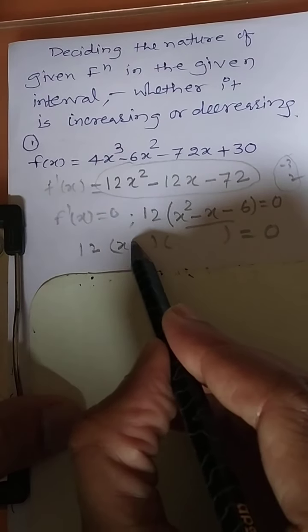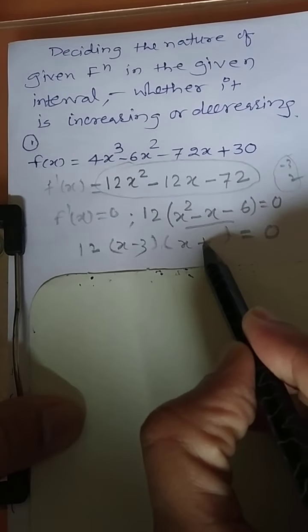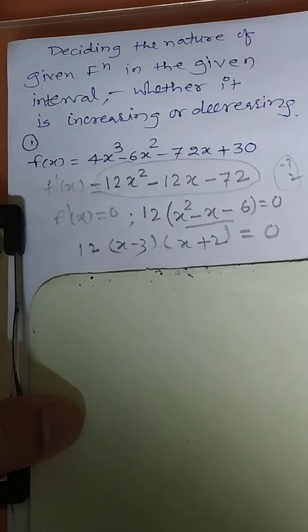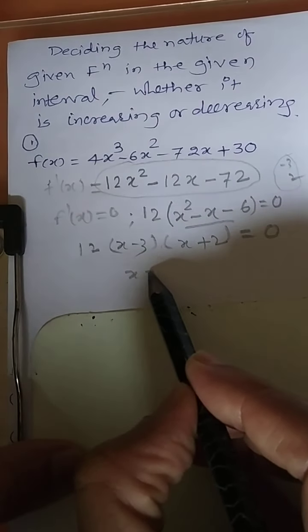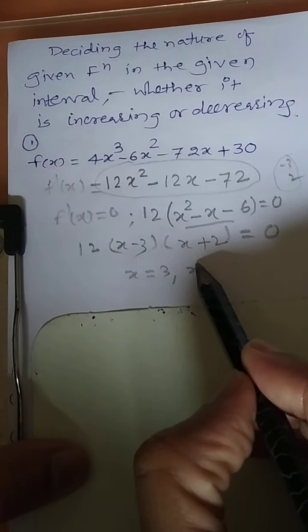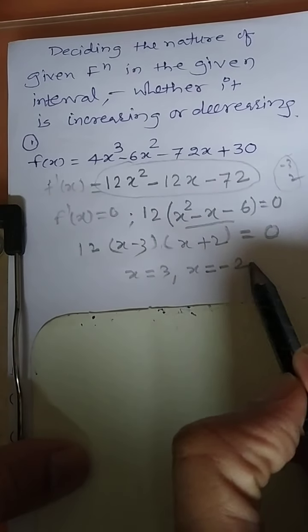So you will be getting x minus 3 and x plus 2. Do you agree it is correct? Then find the value of x for this expression. So x will be equal to 3 and x will be equal to minus 2.